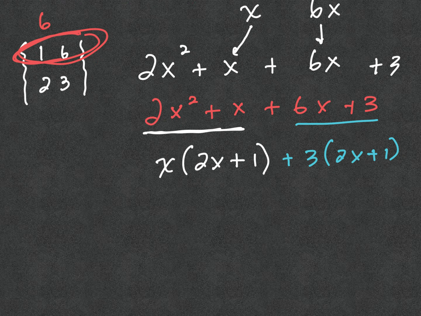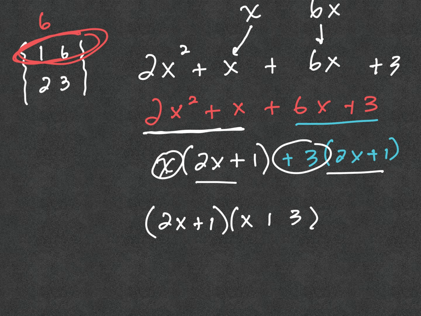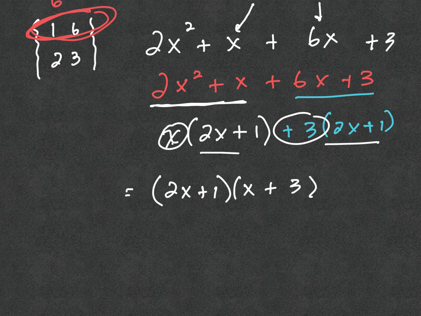Voila, perfect. Now I'm going to take that 2x plus 1 and I'm going to write it right here, 2x plus 1. Okay? Now I'm going to put parentheses and I'm going to include what they have multiplied in front of them. There's an x plus 3, an x and a 3 with a plus. Okay? And that is going to give me my answer. Okay? 2x plus 1 times x plus 3.